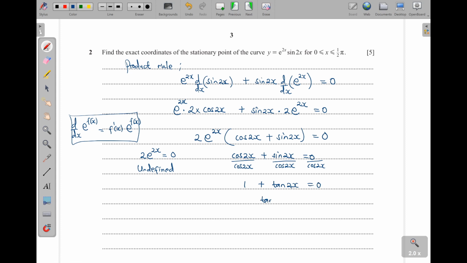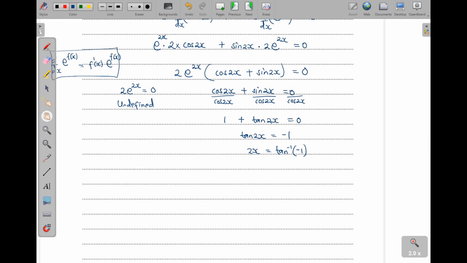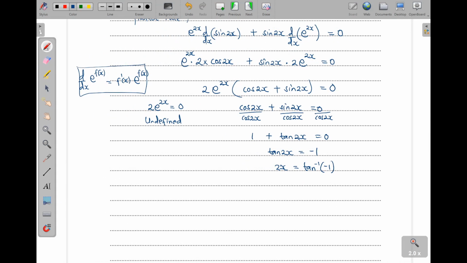So meaning tan of 2x is going to be equal to negative 1, and then 2x is going to be the arctan of negative 1, okay? So tan is negative in the second quadrant and fourth quadrant. So I always draw my circle here like this. If you have been following me, you must have seen me always drawing this.